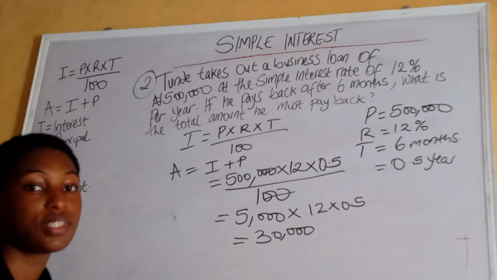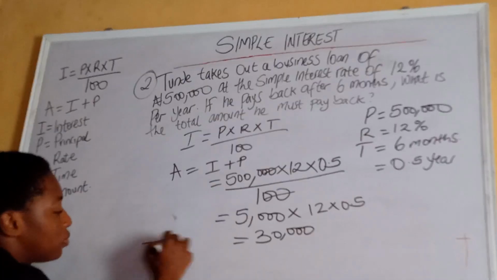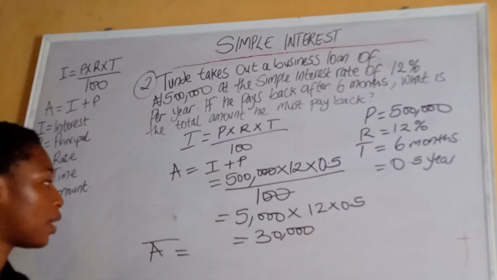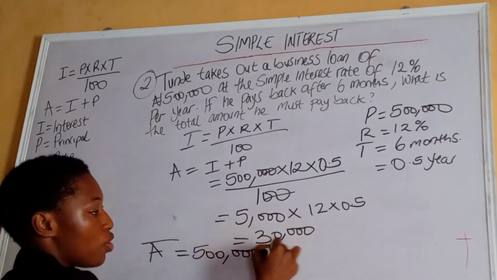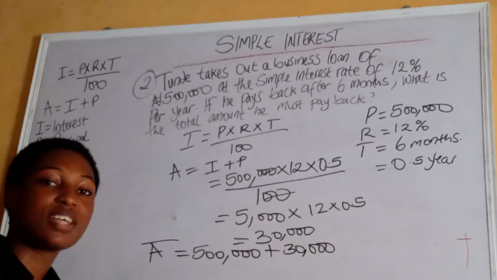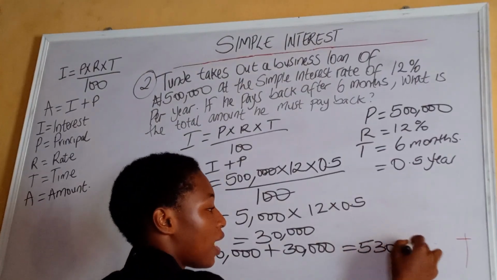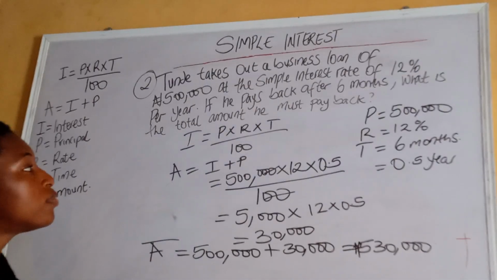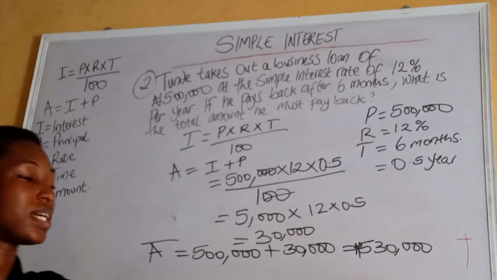But we are not looking for the interest. We are looking for the total amount. So your total amount is equal to interest plus principal. That means 500,000 plus 30,000. Final answer is going to be 530,000 naira. The total amount that Tunde is going to pay back is going to be 530,000.